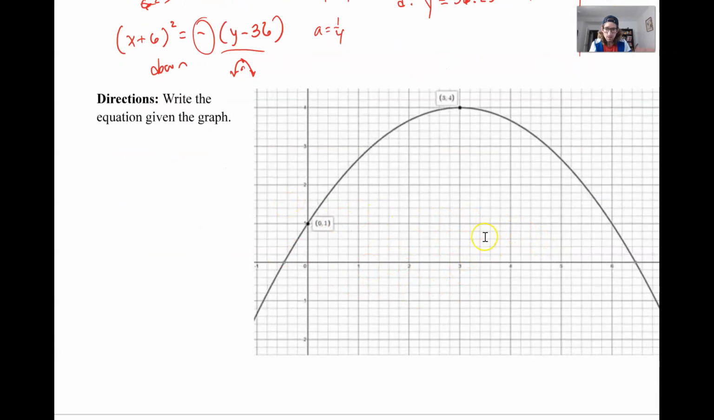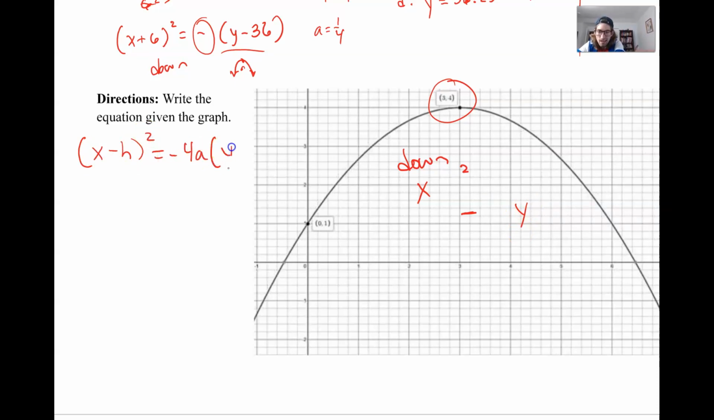So I'm going to get started with this graph one here. Write the equation from the given graph. So we're going to write it in our conics type way. So how are we going to do that? We're going to use this vertex to get us started, and then we got to find our a value, which should be kind of familiar. It's facing down, which means that the x is squared, and that there should be a negative in front of the y stuff. So we have x minus h squared equals -4a times y minus k.